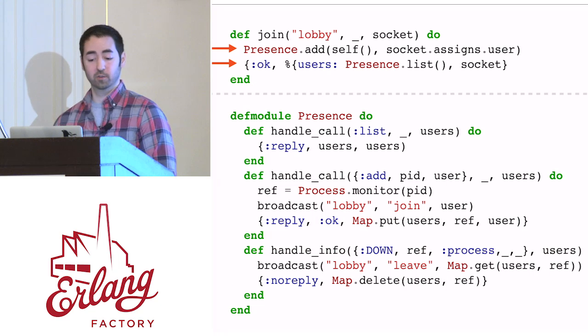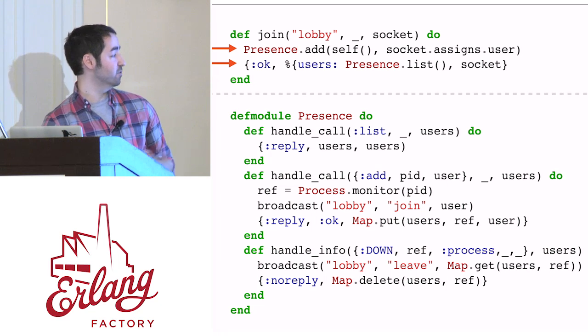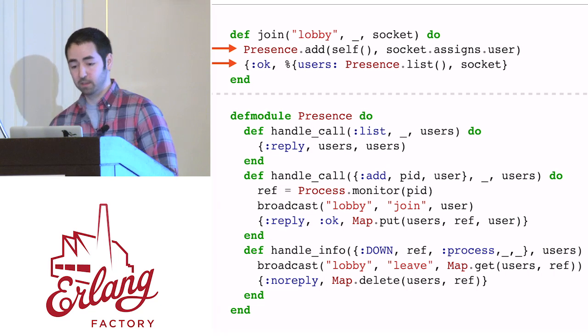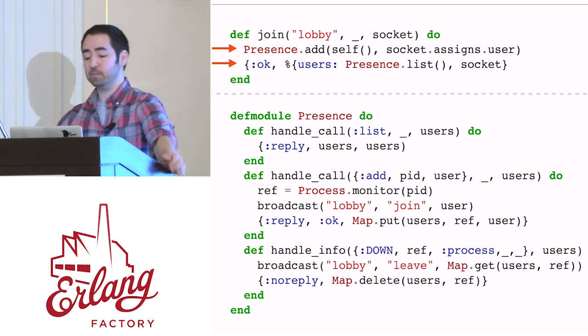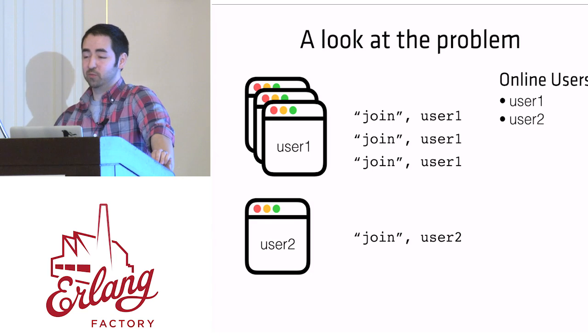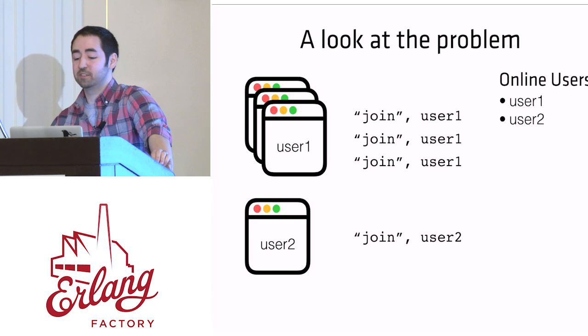And they store that state locally. And then anytime they get it down, they're going to broadcast that user as left, and then they delete them from their state. Problem solved, right? Let's walk through this. There's a few problems with this. One is if we have a user open 3 browser tabs, what's going to happen here? We're going to end up with duplicate users.